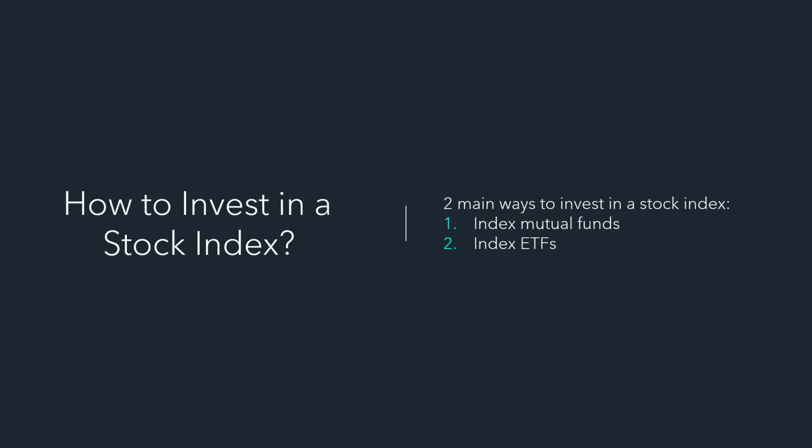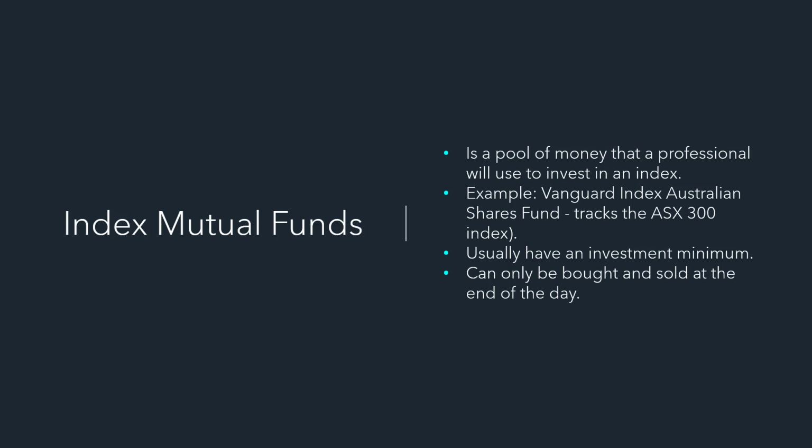There are two main ways to invest in a stock index. They are index mutual funds and index ETFs. An index mutual fund is a pool of money that a professional will use to invest in an index. An example of an index mutual fund is the Vanguard Index Australian Shares Fund, which tracks the ASX 300 index. Index mutual funds will usually have an investment minimum. For example, the Vanguard Index Australian Shares Fund requires a minimum initial investment of $3,000. Index mutual funds can only be bought and sold at the end of the day.